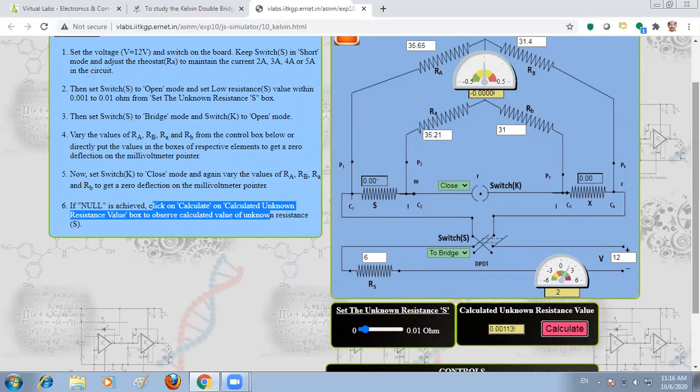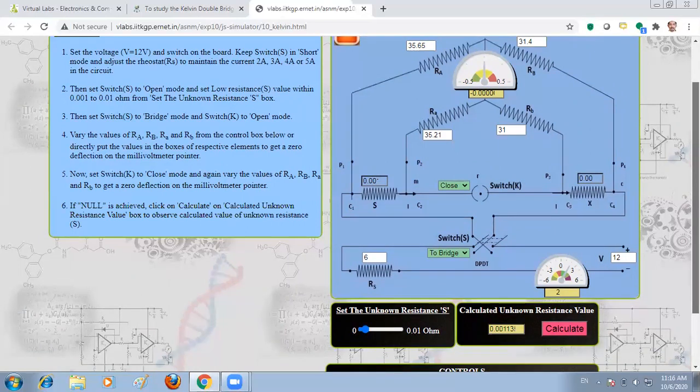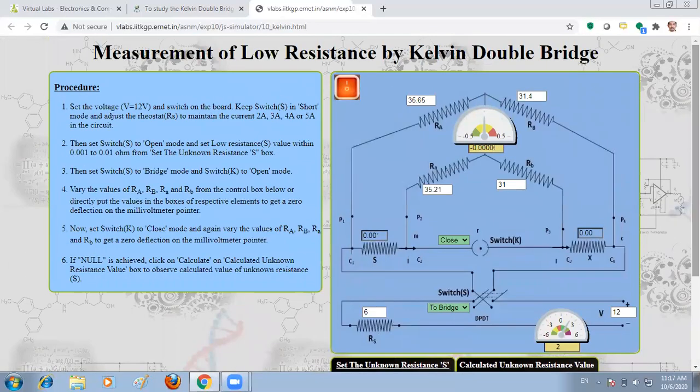So here we are getting the value of unknown resistance, that is 0.00113. So in this way we have performed this experiment of low resistance measurement by using Kelvin double bridge with the help of virtual lab. In the same way, you can perform it and you can calculate the unknown resistance value.